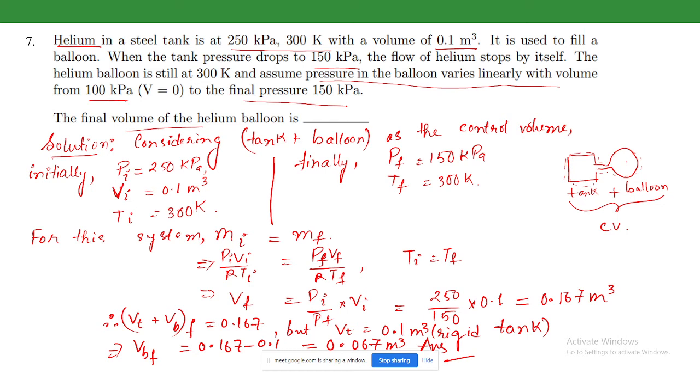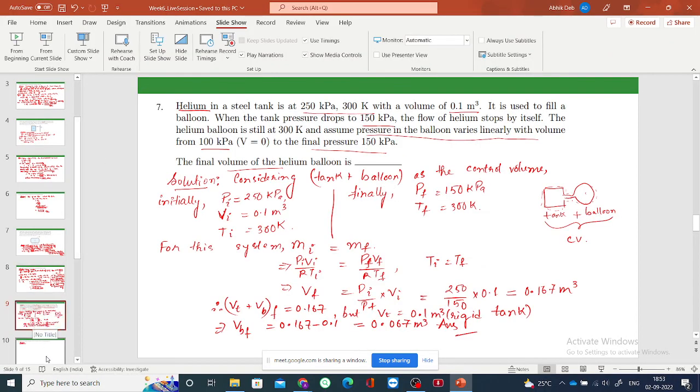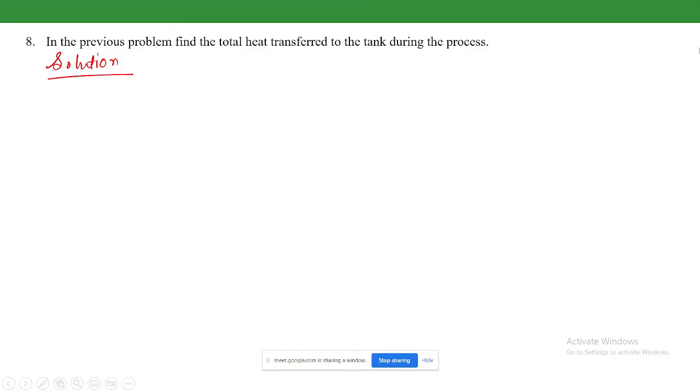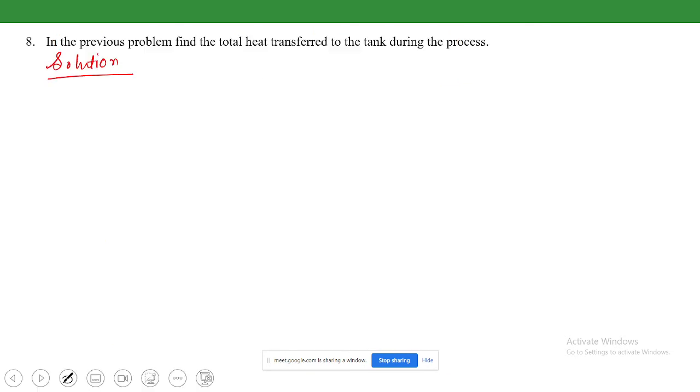Okay, sir. Now you can proceed. Okay. So again, you can see when we are considering the tank and the balloon as a control volume, whatever mass is initially inside the system, the mass finally within the system will also be the same.